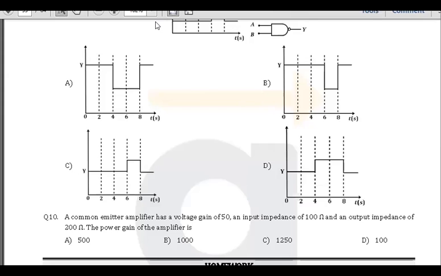Okay, question number 10. Try solving question number 10, everyone. A common emitter amplifier has a voltage gain of 50. Voltage gain given 50. Input impedance Ri is 100. Output impedance RL 200. The power gain of the amplifier is? Tell me guys, what's the answer? See how easy this problem is. It is formula putting, getting, right?